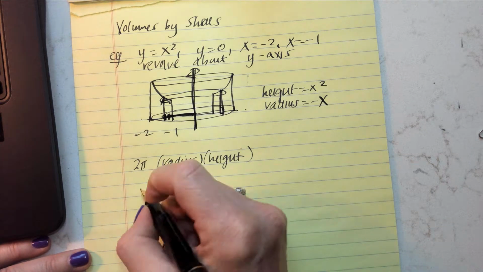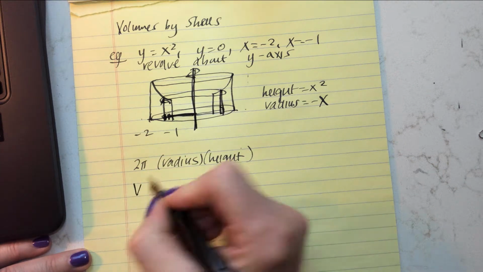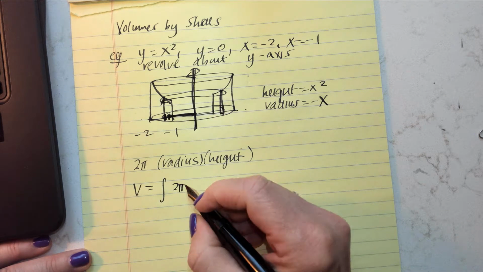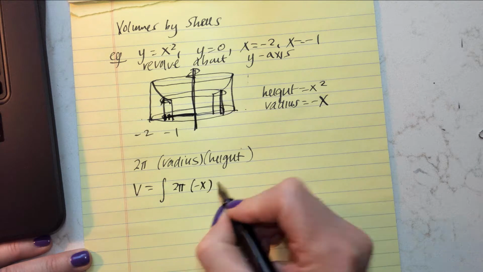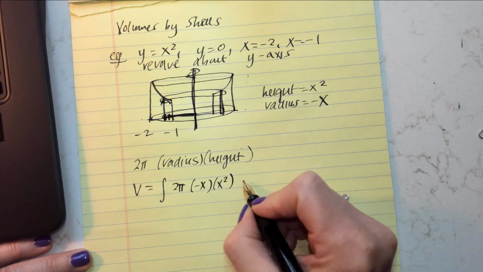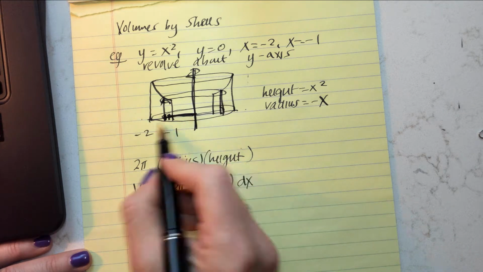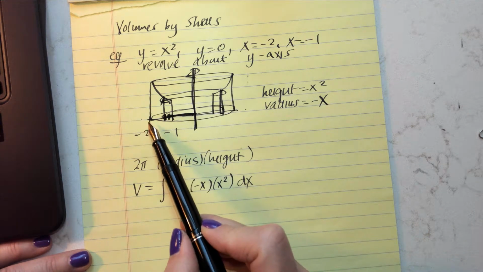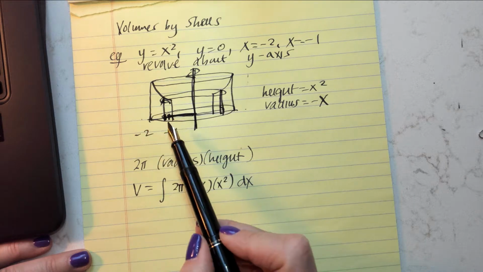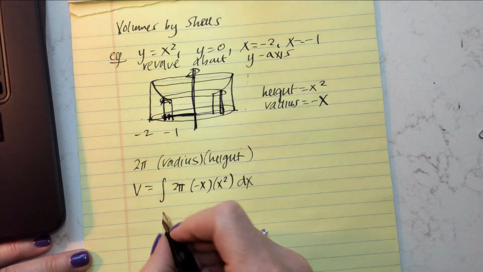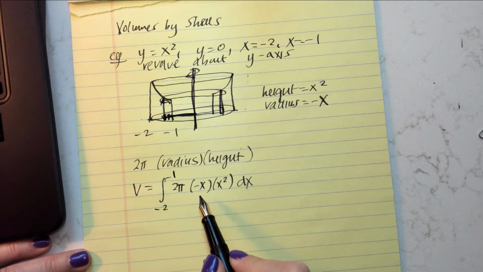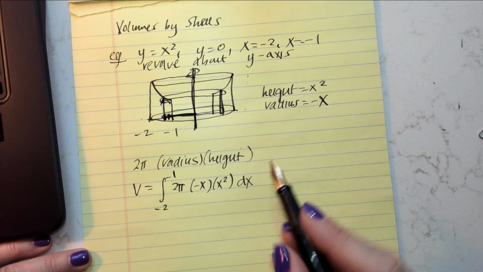So when we want to calculate then the volume, it's going to be 2 pi, radius is minus x, height is x squared. We're integrating, of course, along the x-axis, dx. And now what are we integrating to and from? We're going from x equals -2 to x equals -1. Okay, and just check. Now that might confuse you because you see that minus sign there and you think, oh, how can a volume be minus or be negative? But it's not going to be, because just check this out.